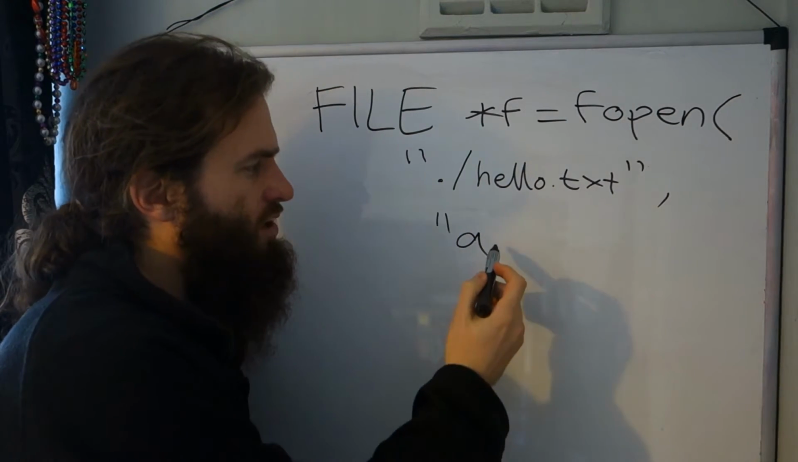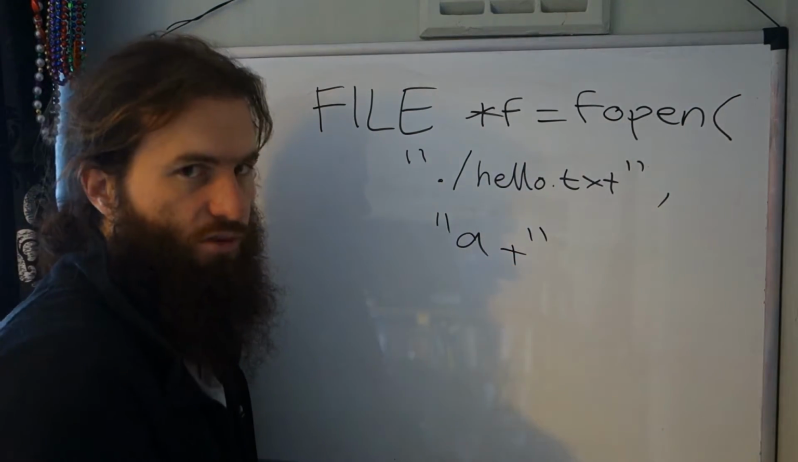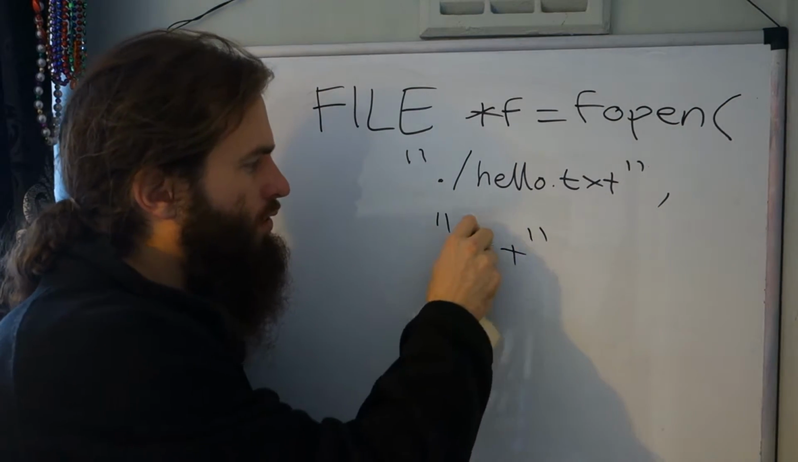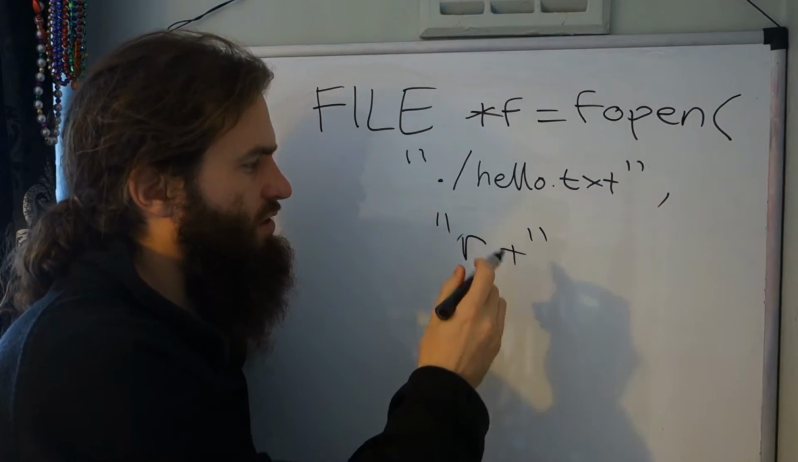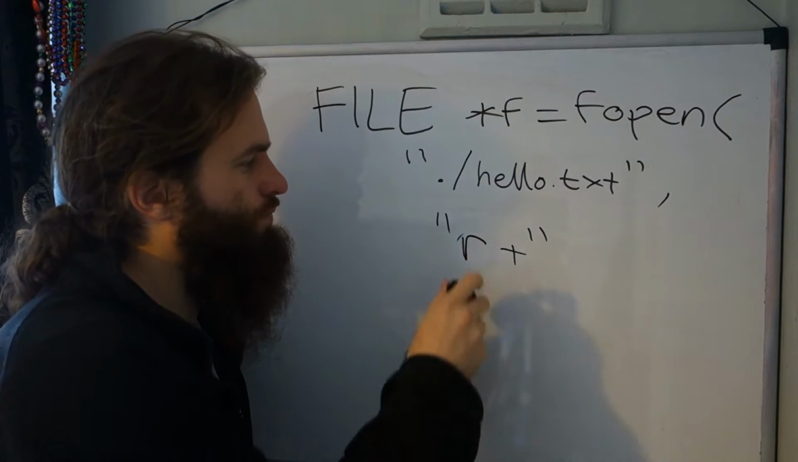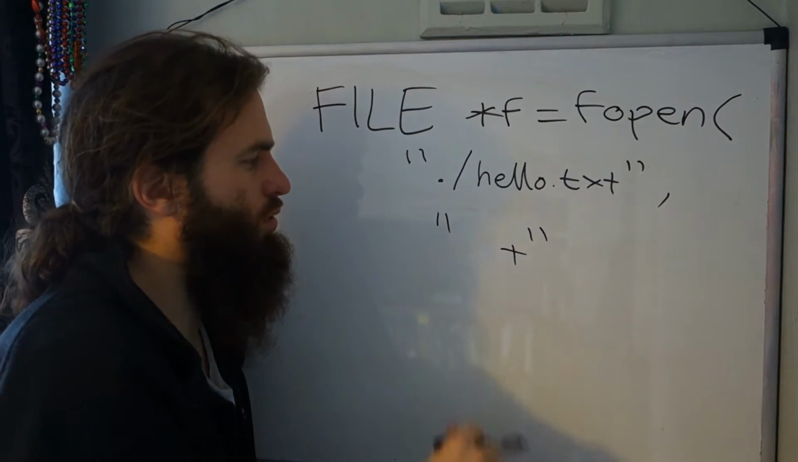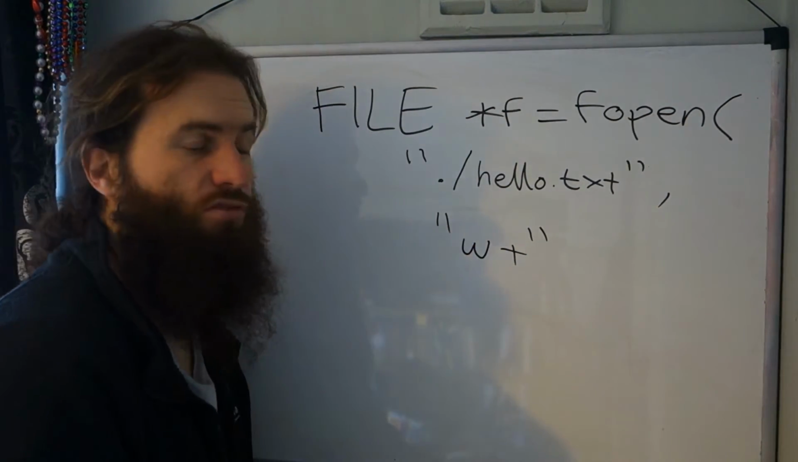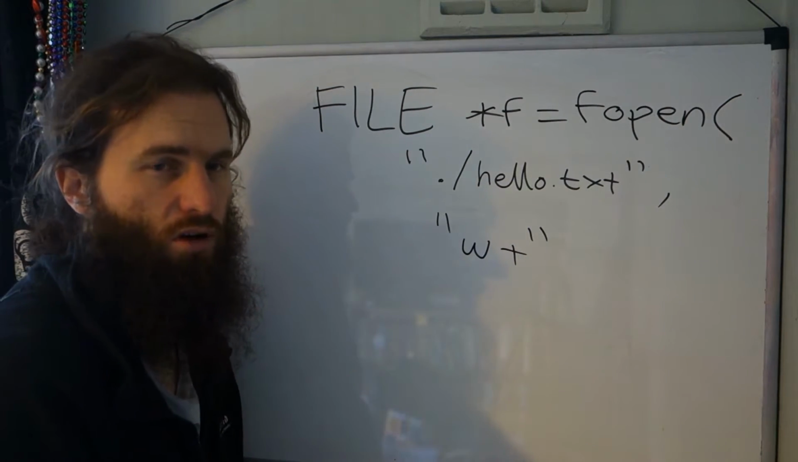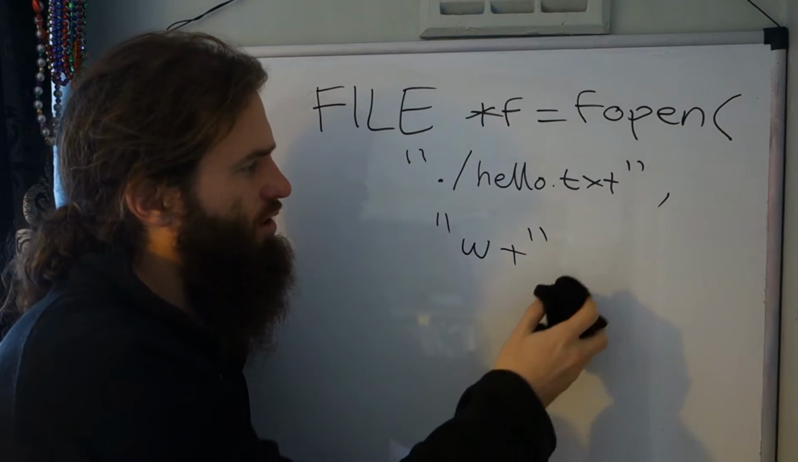But for A, you can put a plus and you can then also read from that file. For R, you can put a plus and then you can also write to that file. And for W, you can put a plus and then you can also read from that file. So the plus just means you can read and write. It always changes it so you can read and write.